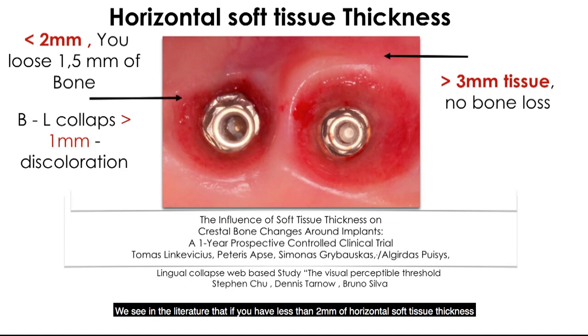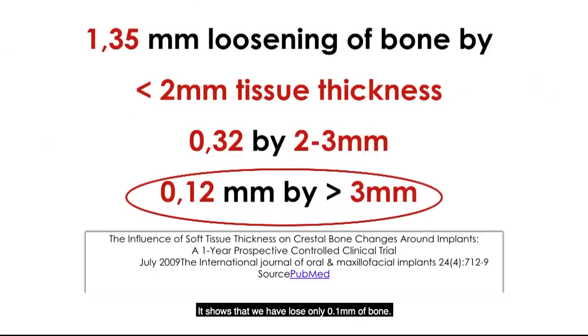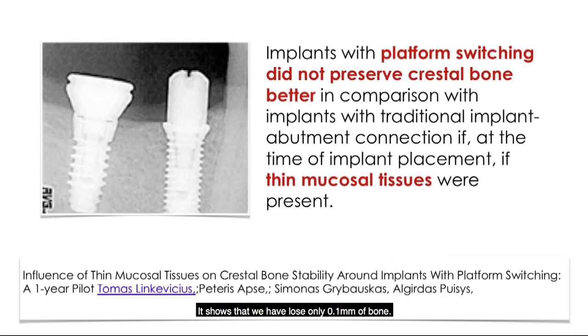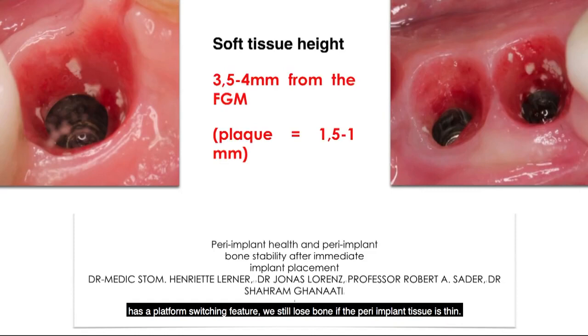We see in the literature that if you have less than 2 millimeters of horizontal soft tissue thickness, we lose 1.5 millimeter of bone. And if that collapse is more than 1 millimeter, we see those discolorations. So the conclusion is, if you have more than 3 millimeters of horizontal tissue thickness, we don't have bone loss. It shows we lose only 0.1 millimeter of bone. Linkevicius shows us that even if the implant design has a platform switching feature, we still lose bone if the peri-implant tissue is thin.